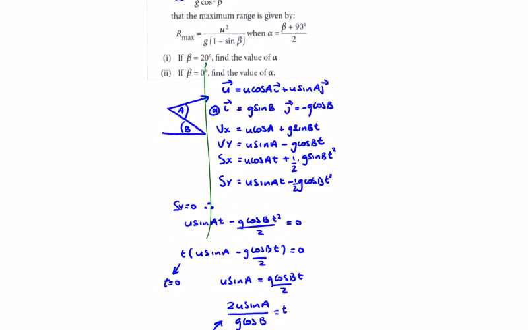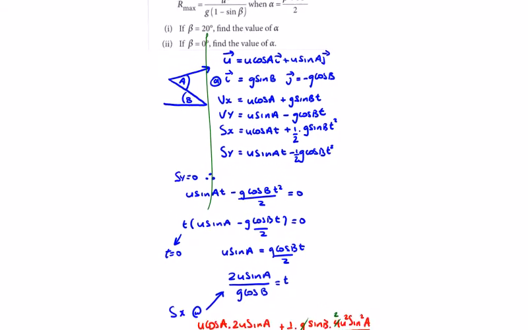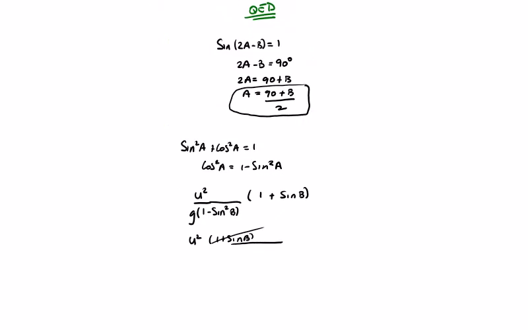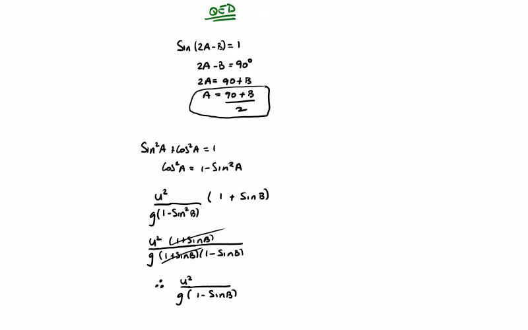And then if beta is equal to 20 and beta is equal to 0, b is equal to 20 and b is equal to 0. If b is equal to 20, a is equal to 110 over 2, which is 55. And if b is equal to 0, a is equal to 90 over 2, which is 45 degrees.